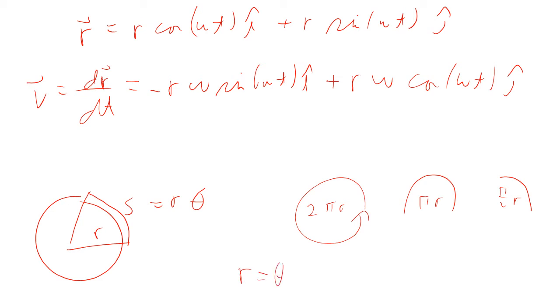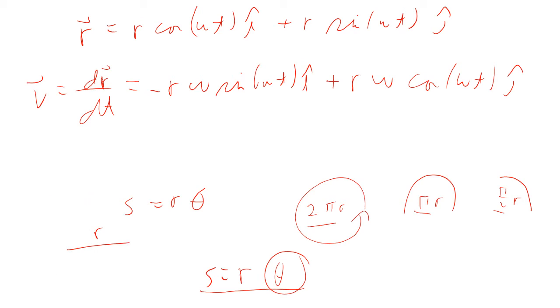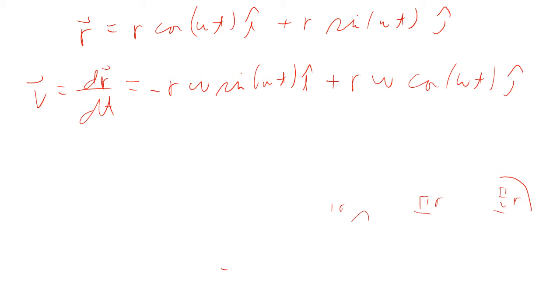Well, if you measure theta as 2 pi all the way around, pi halfway around, pi over 2, then that works. And so if S equals r theta, then that's a way of measuring the angle right there. Okay, so that's why they came up with this weird idea of radians as a way of measuring angles.